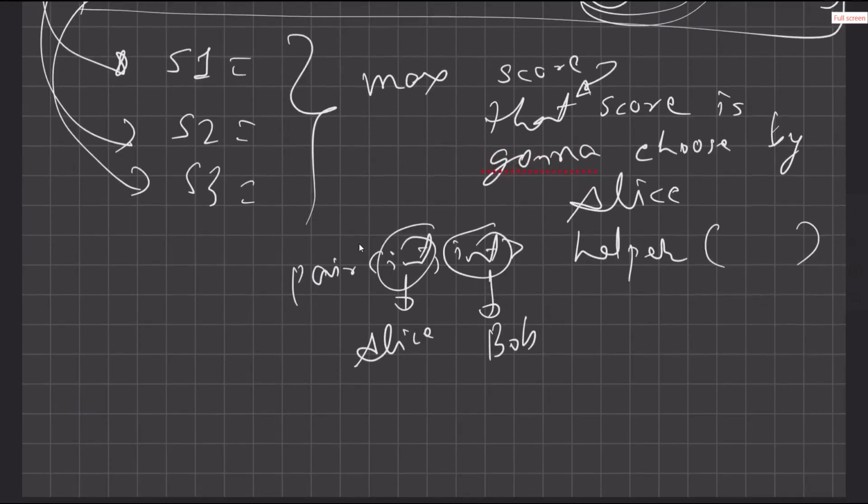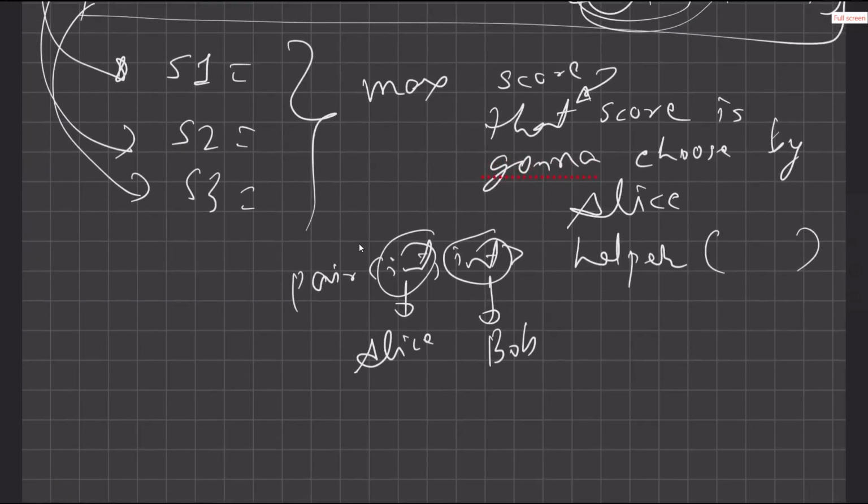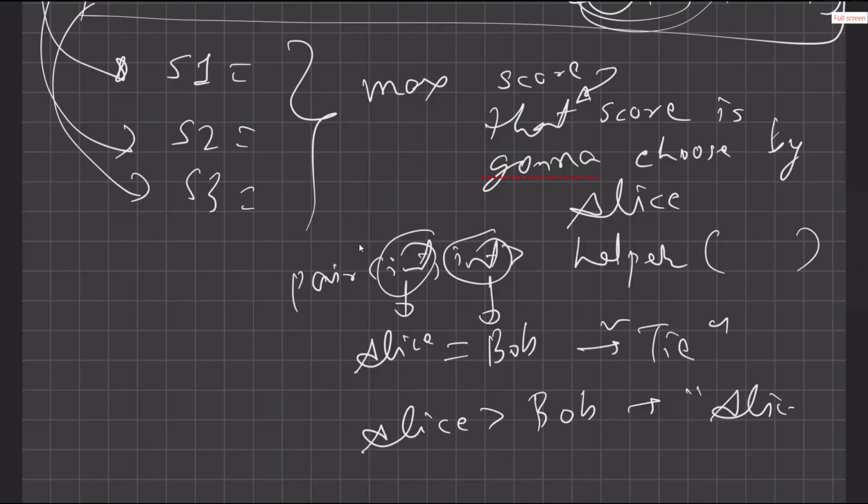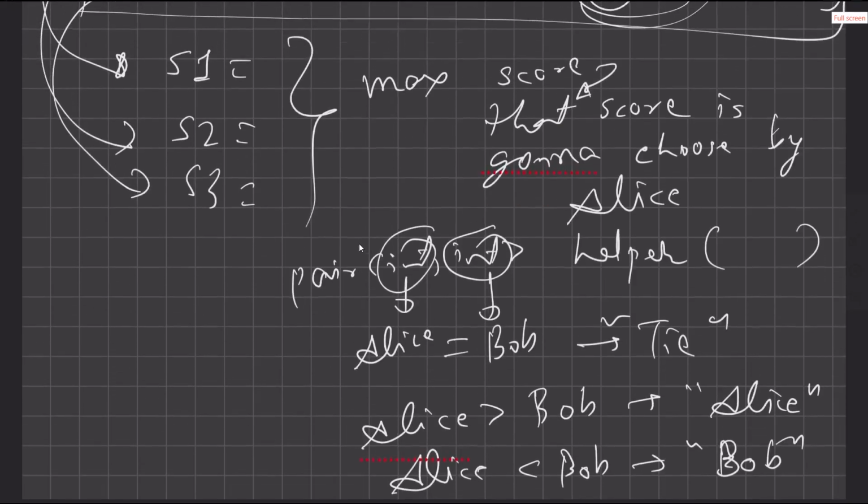So we will compare the scores returned by the helper function. If both the scores are equal, then we have to return tie as the string. If Alice's score is greater than Bob's score, we have to return that Alice has won the match. The other way around, if Alice's score is less than Bob's score, then we have to return Bob as the answer. It means Bob has won the game. So I think this is pretty much the problem statement.